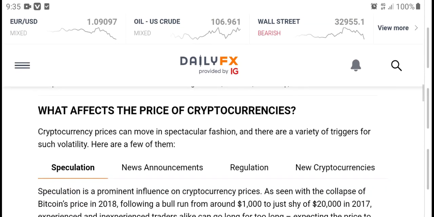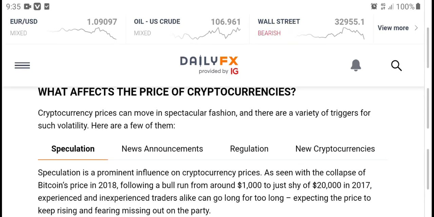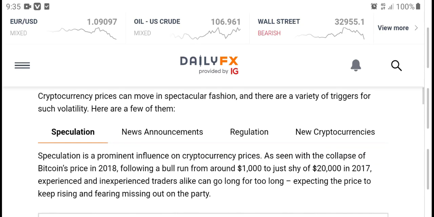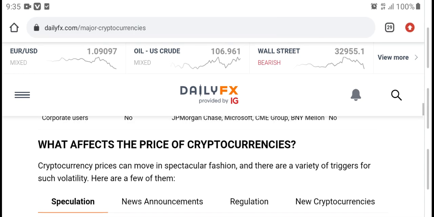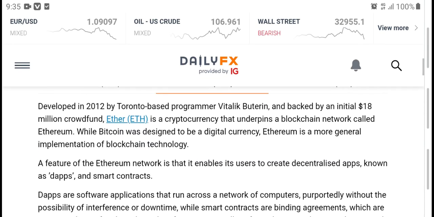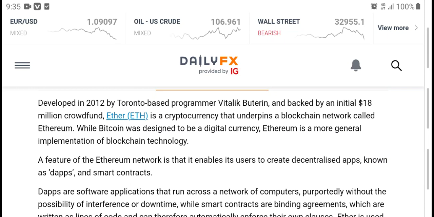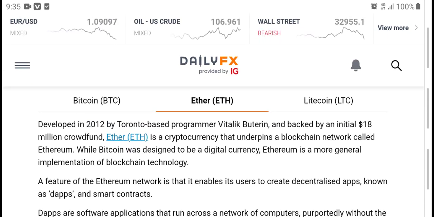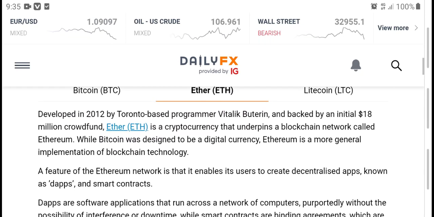What is the difference in price between cryptocurrencies? Cryptocurrency is more volatile, especially in particular markets. Bitcoin pioneered basic programming.